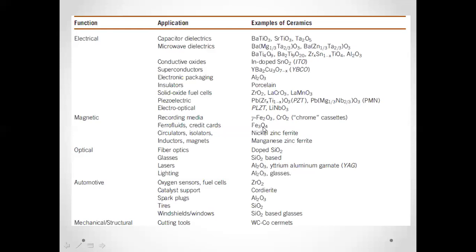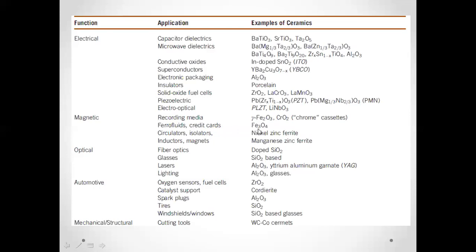Fe3O4. In the last unit, the fourth unit, you have studied about ferrites, right? A special class of antiferromagnetic materials which will be used for memory application. So this is one of those materials, and it has a spinel structure.